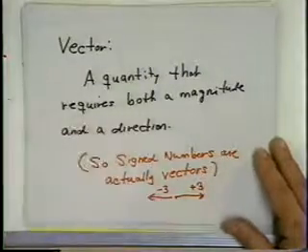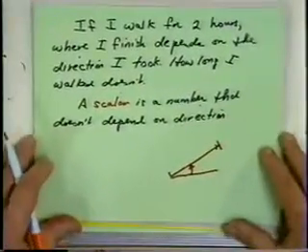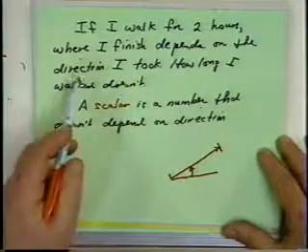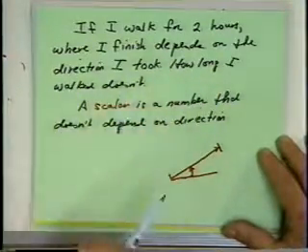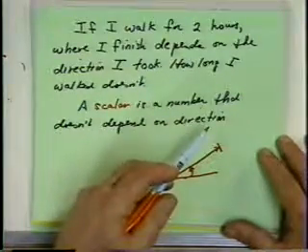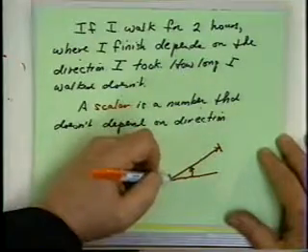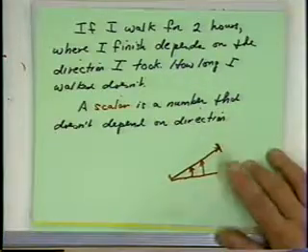Now, not everything is a vector. For example, suppose I tell you that I walked for 2 hours. Where I finish does depend on the direction I took, but how long I walked doesn't. See, a scalar is a number that doesn't depend on direction. With a vector, it's not just knowing how far you walked, you have to know what? In what direction did I walk?